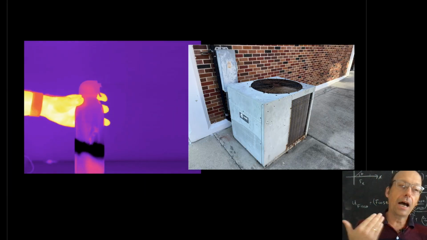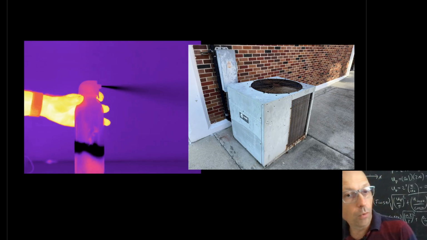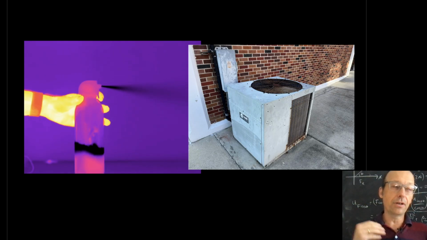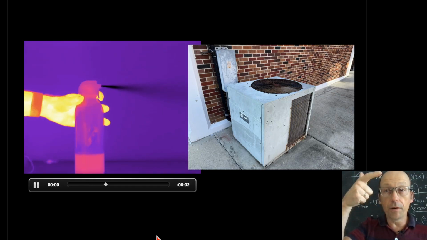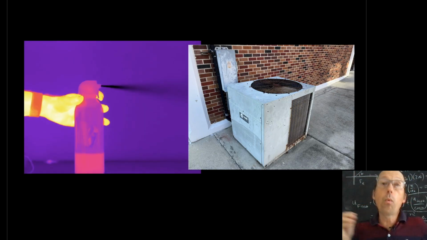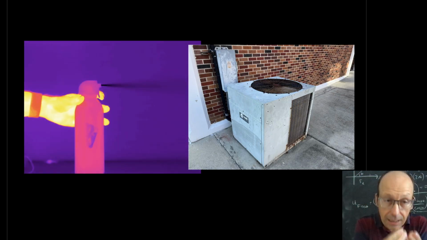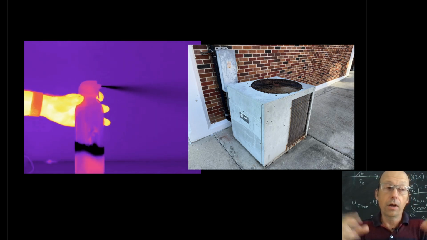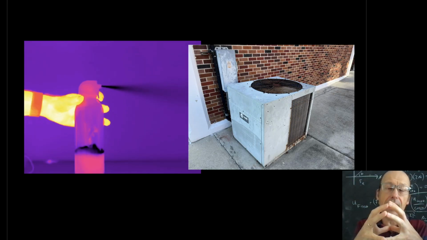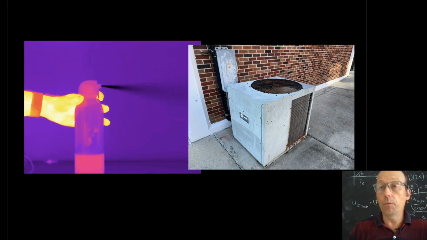So here is how that works in the real world. This is an air conditioner. It does something very similar. On the left here, we have an infrared video of a can of compressed air. When the liquid in the can expands, it cools off. When you have a phase change, you cool off. You could imagine just compressing the gas and then letting it expand, and it will also cool off.